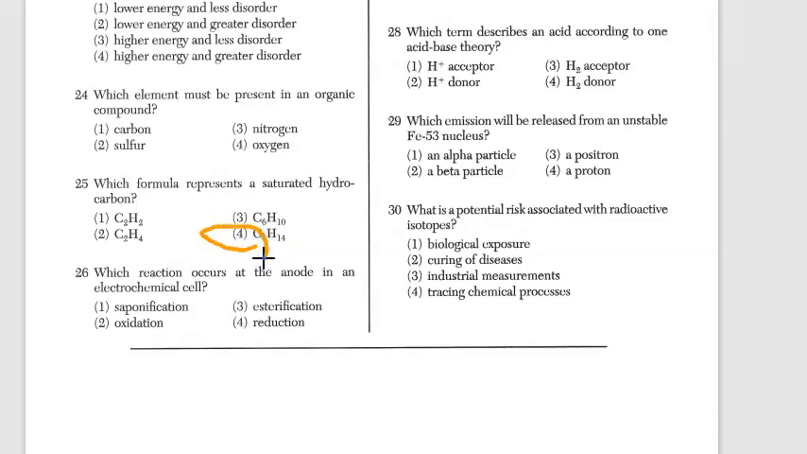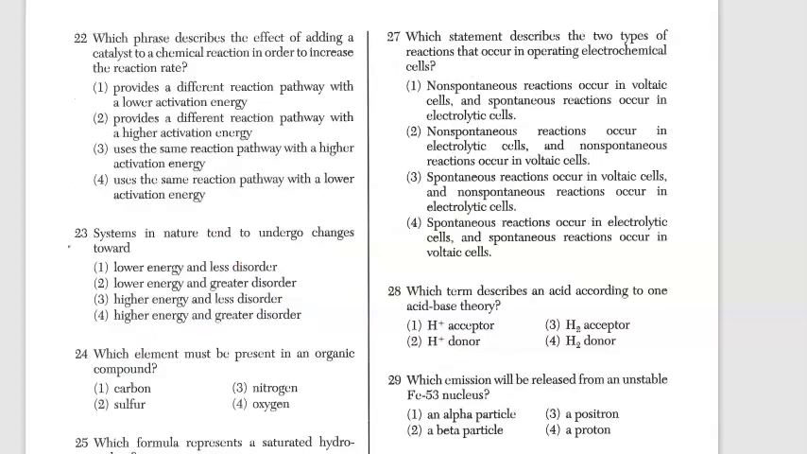For 26, what occurs at the anode in an electrochemical cell? An ox, red cat. Anode is always oxidation. It is a fact, Jack. At the cathode is always reduction. You have to know it. All right, some more facts here.